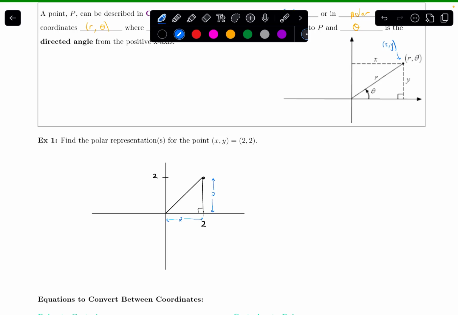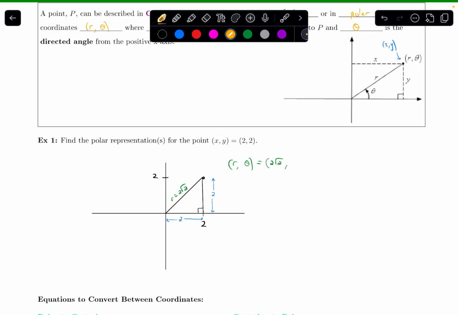Okay, and I want to express this in polar form, so I need r and I need theta. So r is going to be the distance from the origin to this point. So I could use the Pythagorean theorem for that, or I could use some of my special right triangle stuff. But it turns out that if you do that, the value of r is 2 root 2. Okay, so r is going to be 2 root 2.